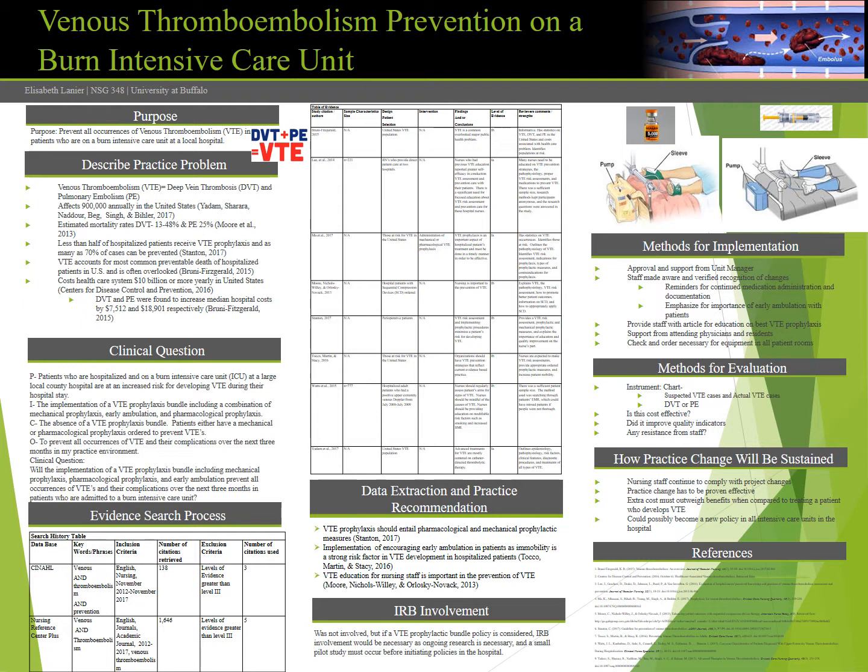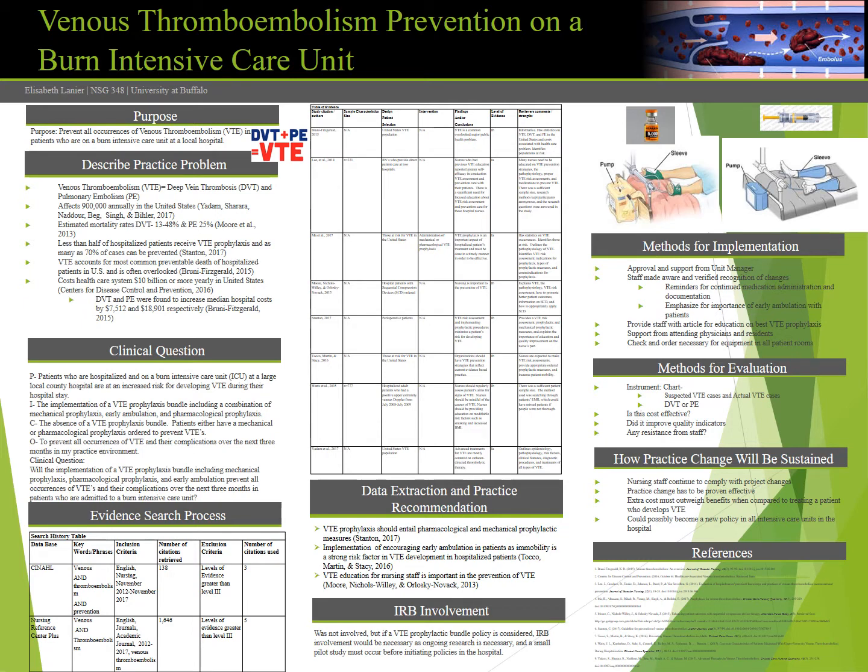Describing the practice problem. VTE is a blood clot that occurs in the veins, including both deep vein thrombosis, or DVT, and pulmonary embolism, or PE. This problem affects approximately 900,000 people every year in the United States. Mortality rates differ depending on the specific diagnosis. In 2013, the mortality rates for DVT ranged from 13 to 47%, and for PE, mortality rates were about 25%, accounting for 25% of all hospital-related deaths.